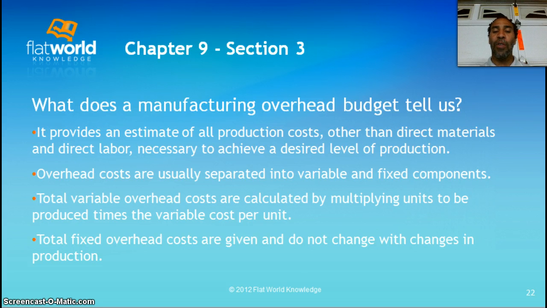What does the manufacturing overhead budget tell us? It provides us with an estimate of all production costs other than direct materials and direct labor, being consistent all throughout the book, necessary to achieve a desired level of production. Overhead costs are usually separated into variable and fixed components. Total variable overhead costs are calculated by multiplying units to be produced times the variable cost per unit. And total fixed overhead costs are given and do not change with changes in production, right? So my lease payment for the building does not change.